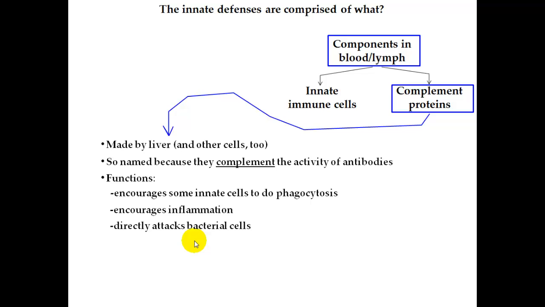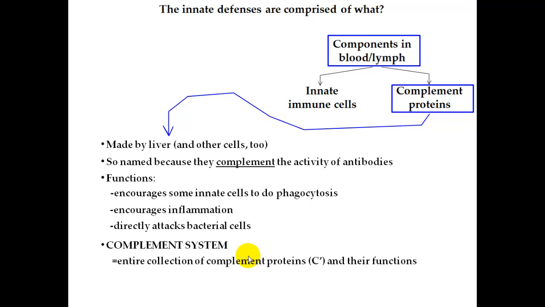For now, we'll end this little part on complement proteins by sharing a term: the complement system. Whenever you hear somebody talking about the complement system, it's the collection of all the different complement proteins found in the body and all the different things they can do. You'll see in class that there are many different types of complement proteins, and each different type does a different thing. The collection of all of those proteins and all of those activities, collectively, is called the complement system.